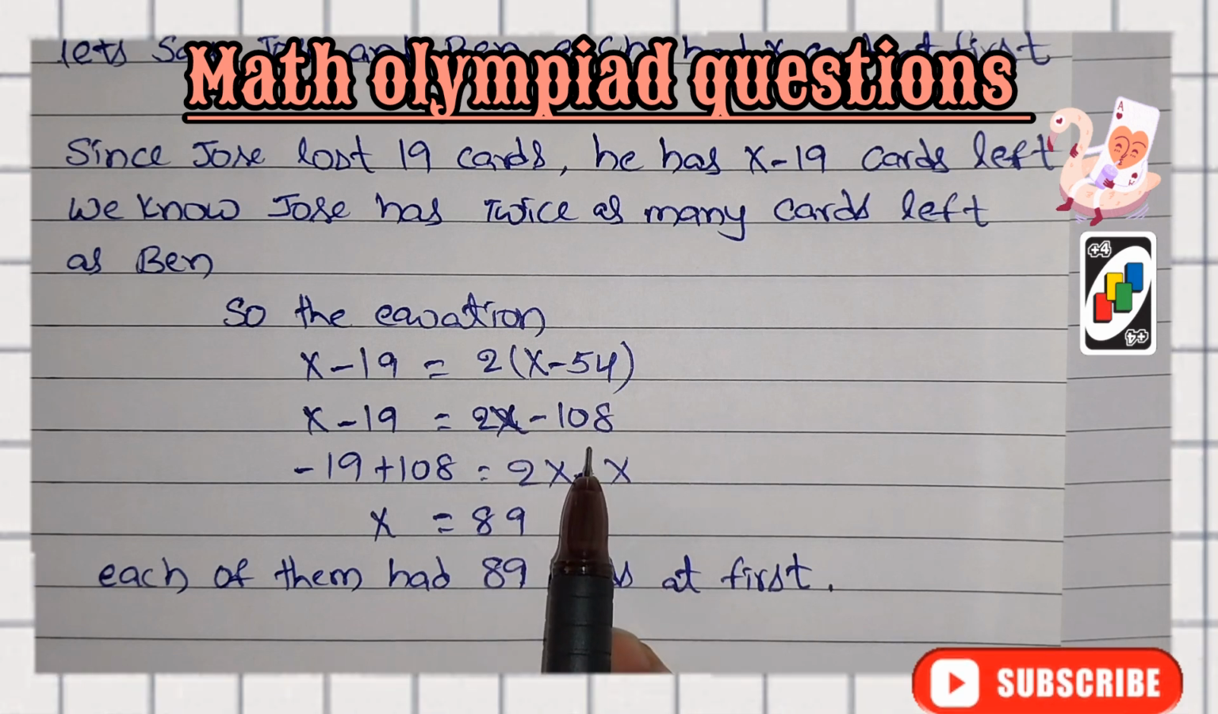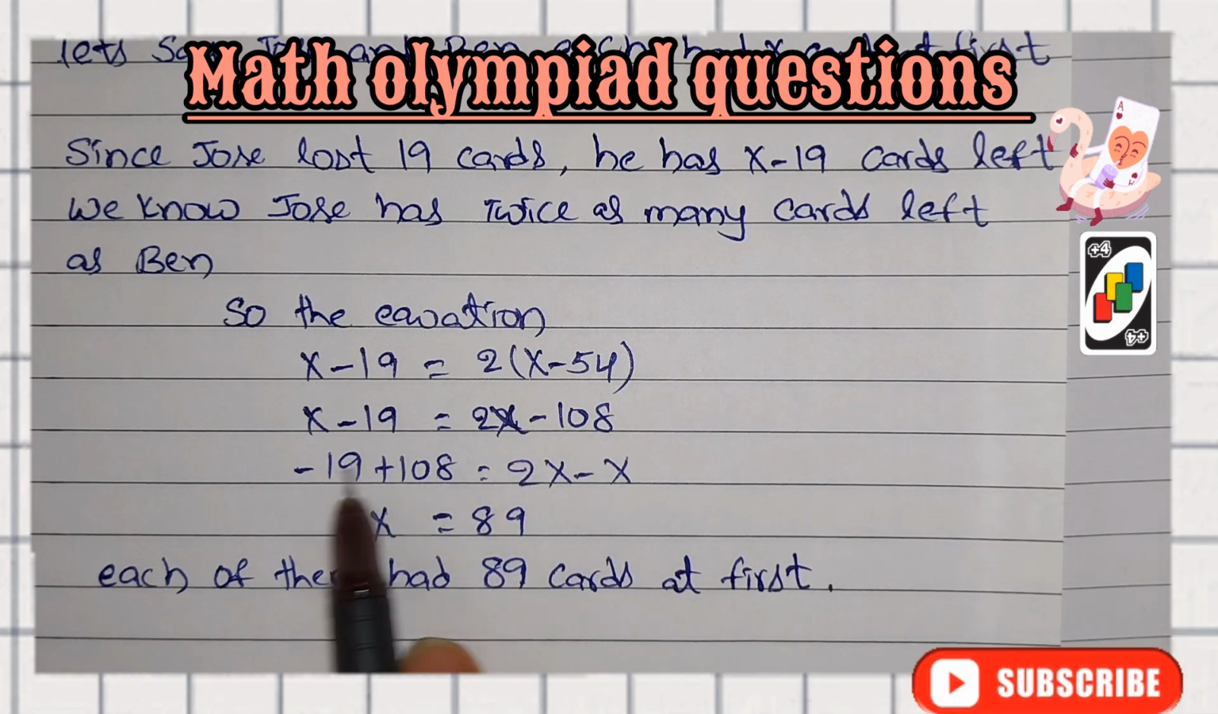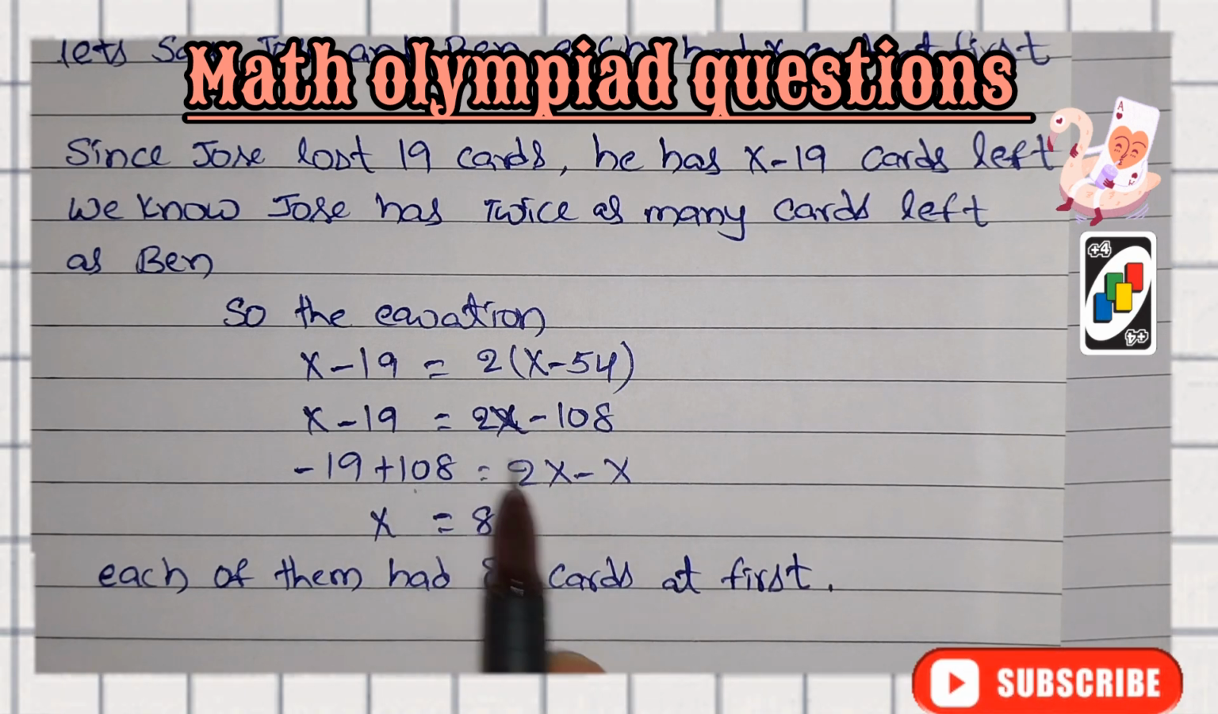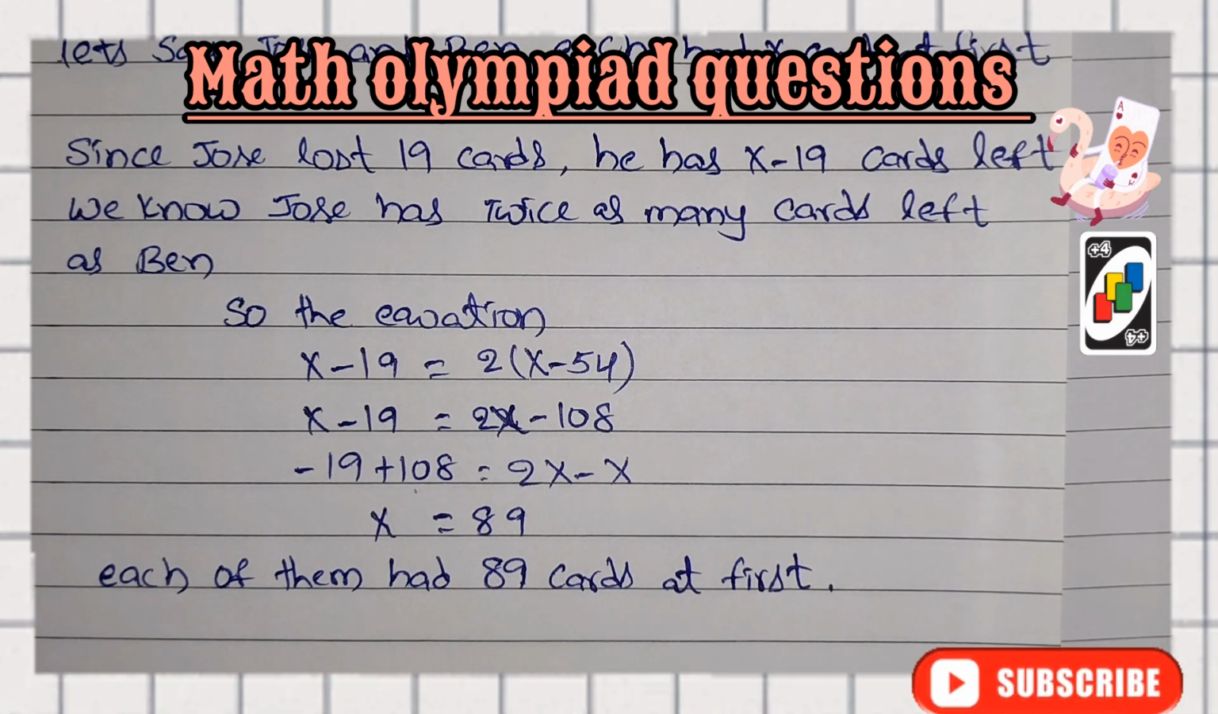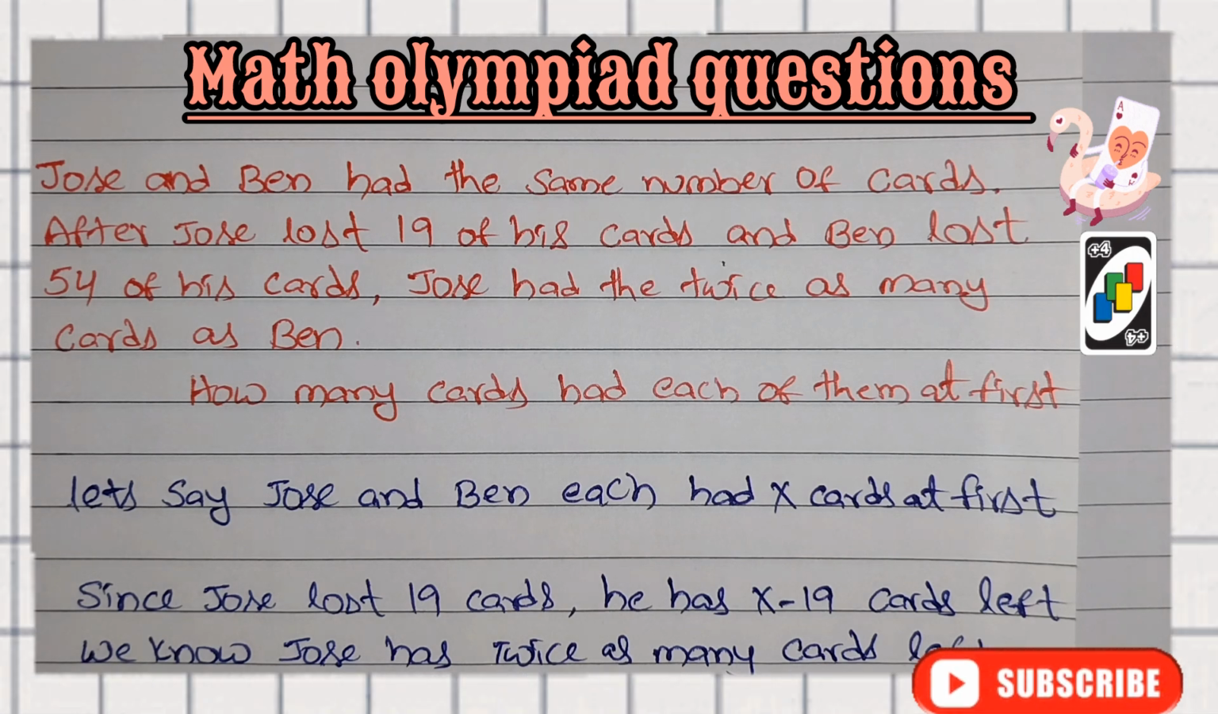X minus 19 equals 2X minus 54 multiplied by 2, which is 108. Minus 19 plus 108 equals 2X minus X. X equals 89. Each of them had 89 cards at first.